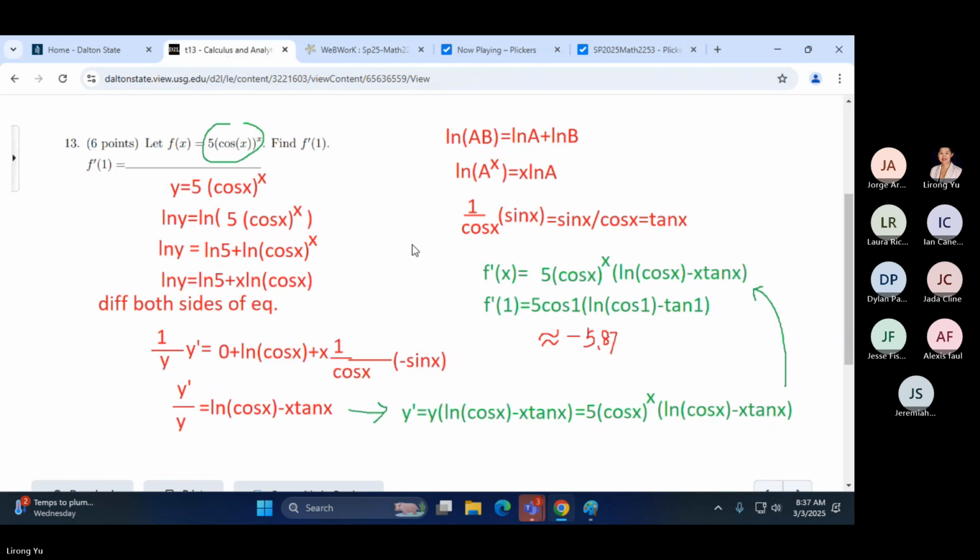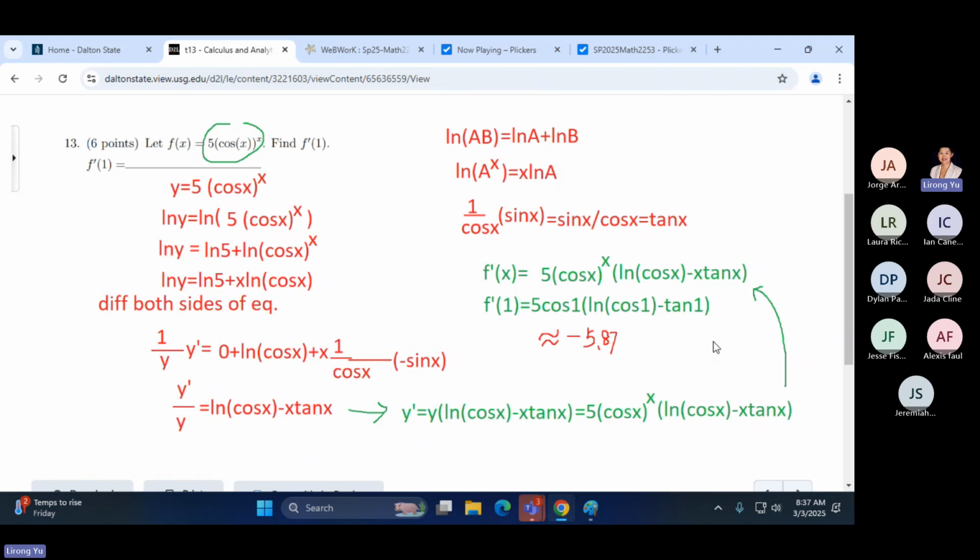And so this is the layout on the solution set, and then if you finish the calculation, 5 cosine 1 times natural log cosine 1 minus tangent 1, you're going to get negative 5.887. So that's the final answer. The rest of the process is similar. Any question?